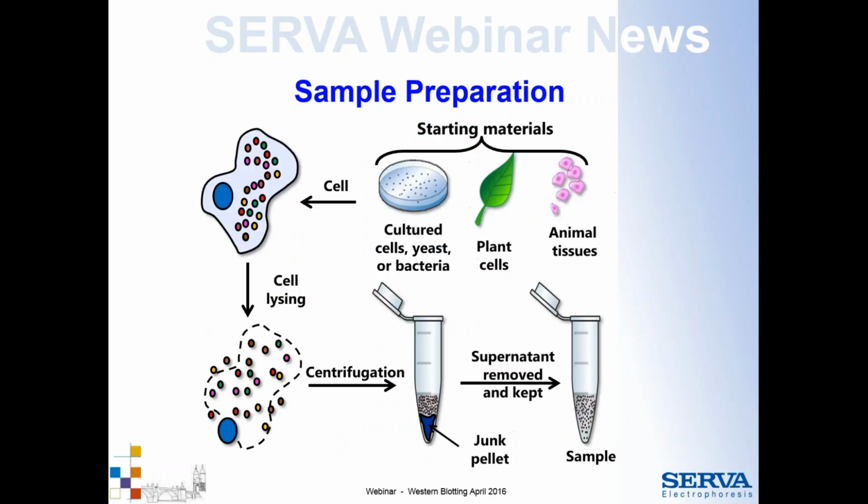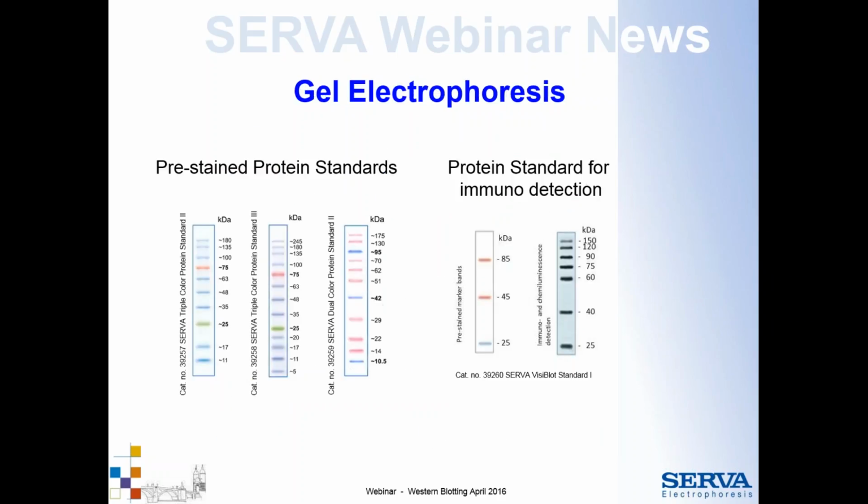to go any further. So sample preparation starts with either animal, plant, yeast or bacteria cells. You lyse the cells and you get a sample that is subjected onto SDS page gel. But to perform the gel electrophoresis, you will also need protein standards. There are 2 different types used for subsequent Western blotting. The pre-stained protein standards. So SERVA offers 3 new types of pre-stained markers.